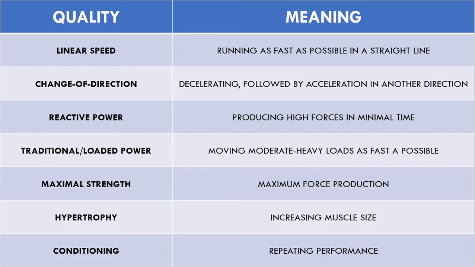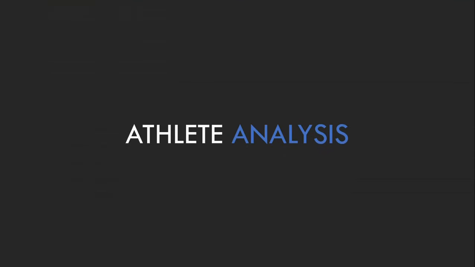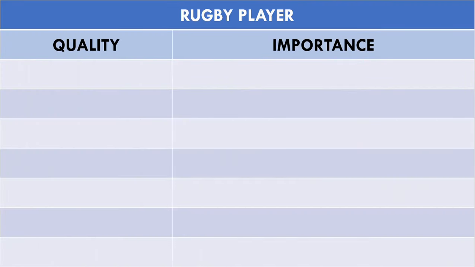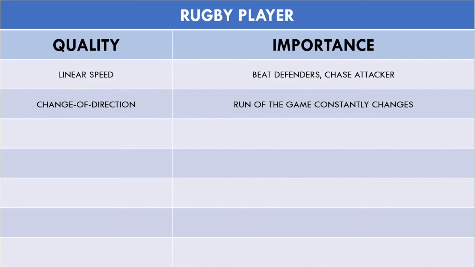Now that we've discussed what potential physical qualities we can train with strength and conditioning training, we now need to establish what qualities will actually be beneficial to train for a specific athlete. Let's take the example of a generic rugby player and establish what qualities they will need to train. Linear speed is important for most positions to both beat defenders and to also chase attackers.